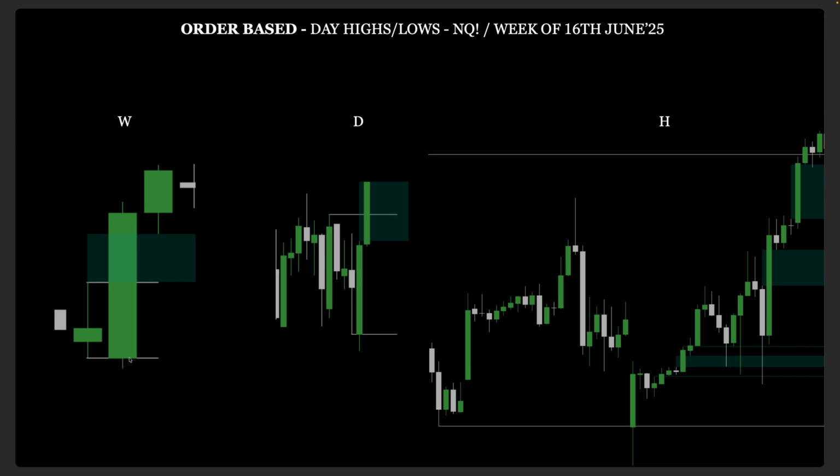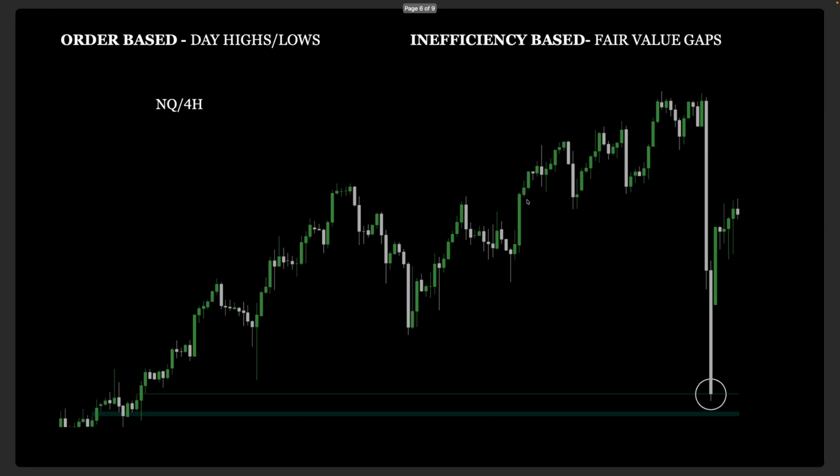There's order-based liquidity here and here. Why? Because anyone going long or short here is going to be placing their orders at the lows or at the highs. Long-term holders are going to place their stop losses at the lows or the highs. So you see, every time price comes here, there's such an aggressive reaction. Right here, look at this bullish fair value gap just running through that liquidity.